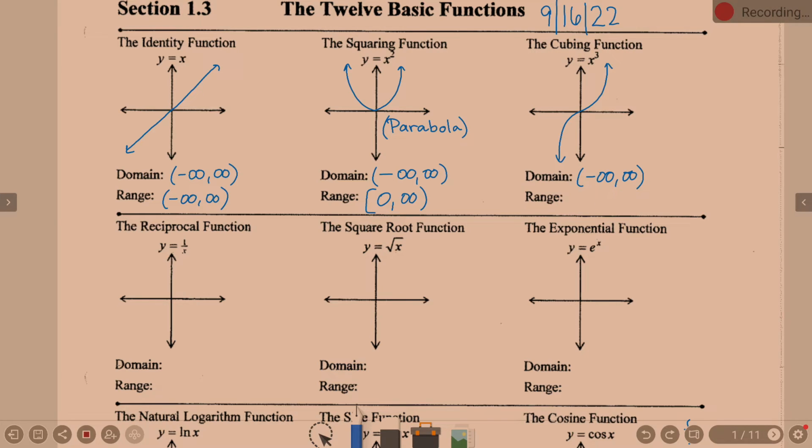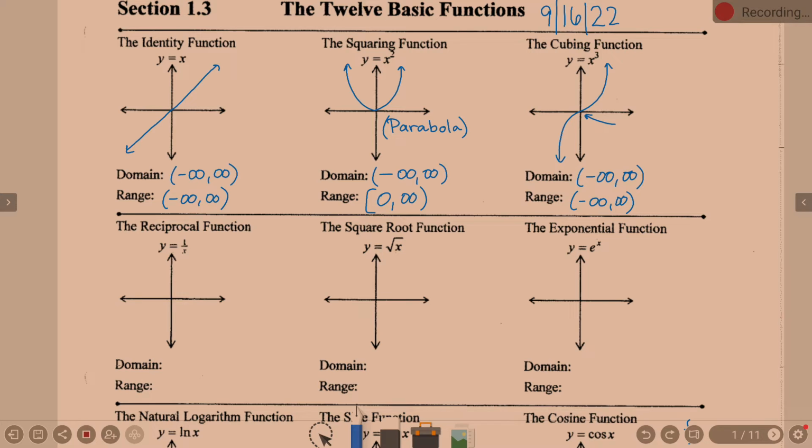Range. How low does my graph go? How high does it go? Negative infinity to positive infinity. My infinity sounds really good.